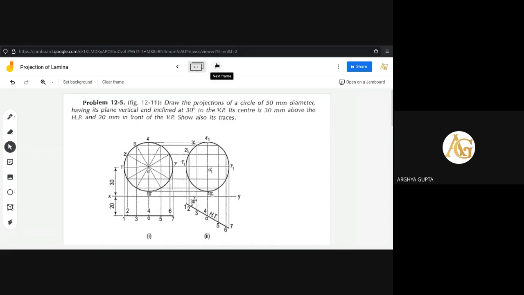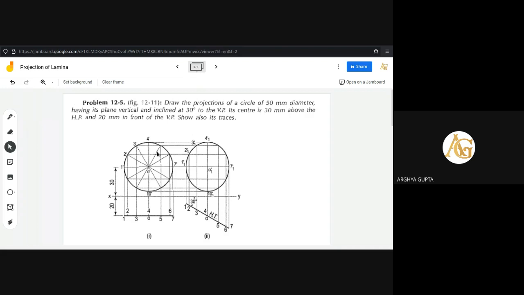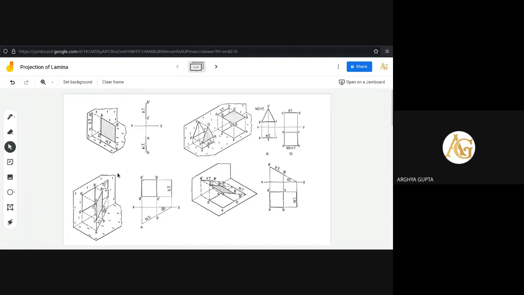Now the next one here. So analogous to this, the figure is here. So the horizontal trace will be available, and so the reduced shape of the square is obtained here, but here it is not a square. Here it is a circular lamina. So the circle will be obtained as an ellipse. So analogous to this, the problem is this.